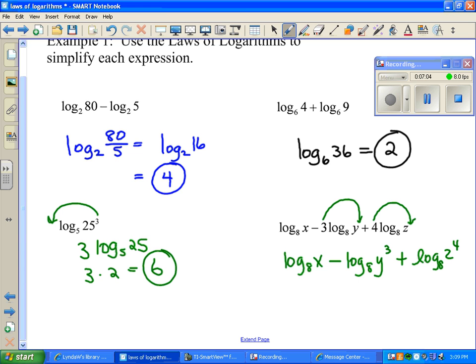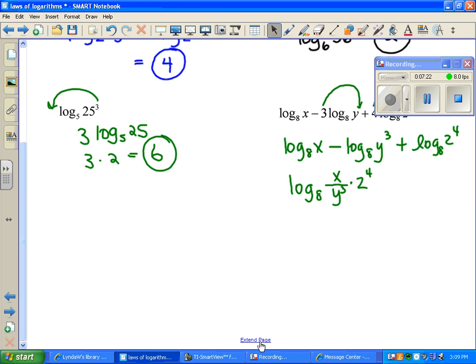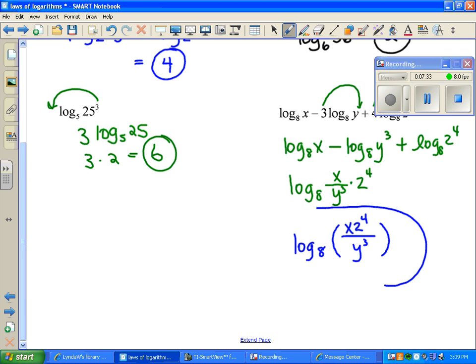Now, from left to right, if I'm subtracting two logarithms, I can combine it into log base 8 of x divided by y cubed, and then I'm adding the logarithm log base 8 of z to the 4th, which means I can multiply it. Now, that z to the 4th is going to go to the top of that expression, so my final answer will be log base 8 of x z to the 4th divided by y cubed. I ended up with one logarithm, which would be considered a simplified expression in some cases.